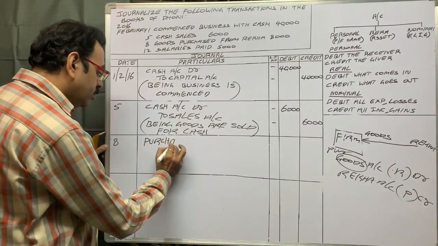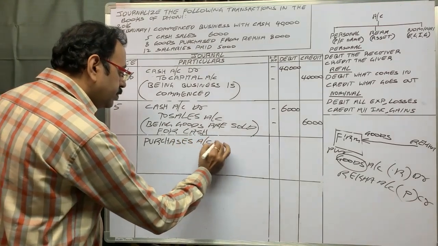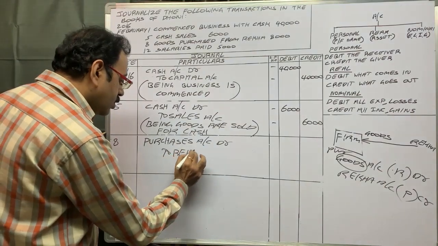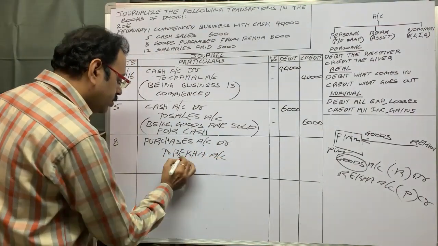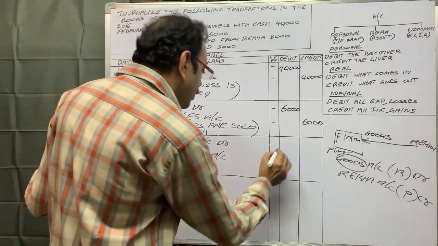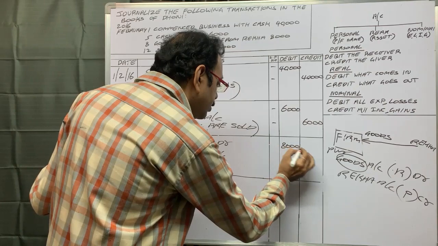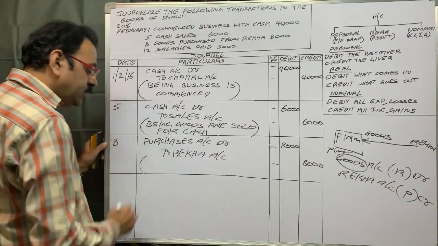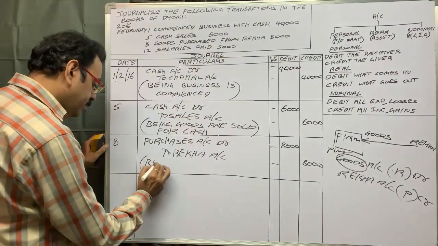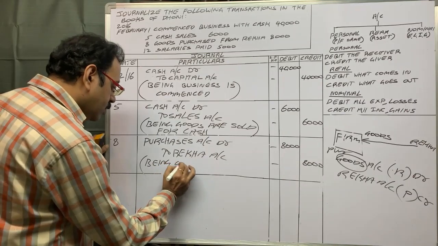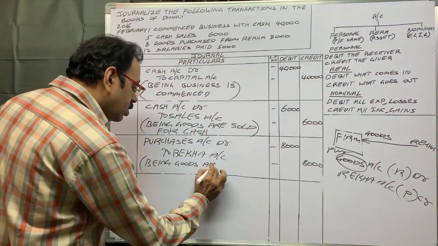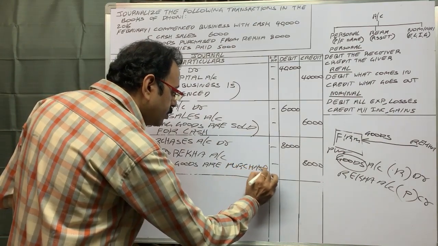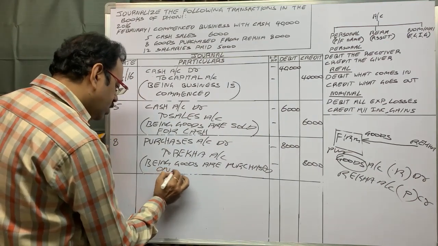Then the final entry is on 8th, purchases account debtor to Rekha account. Amount is 8,000 rupees. Narration. Being goods are purchased on credit.